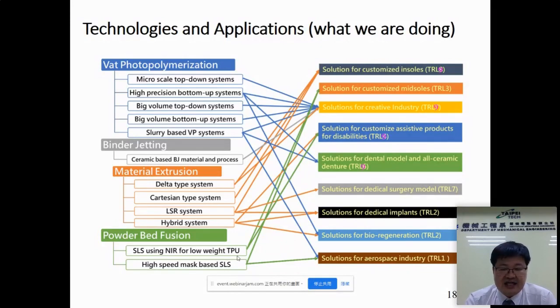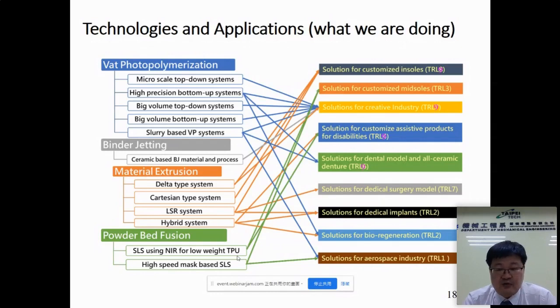The left side is the additive manufacturing related subject. We have vat photopolymerization, binder jetting, material extrusion, and powder bed fusion. All this technology we are working on in our center. And for every one of them, we have many different systems. Every year, I possibly have four or five new systems going into the market. So we keep developing additive manufacturing systems which overcome process limitations that conventional methods cannot, but we can. So we keep working on technology improvement.